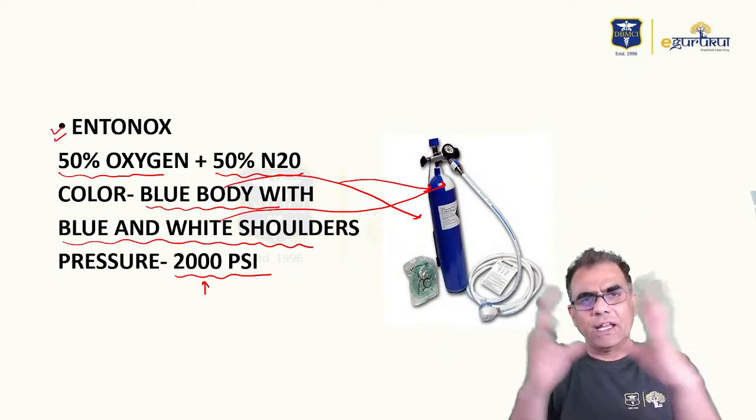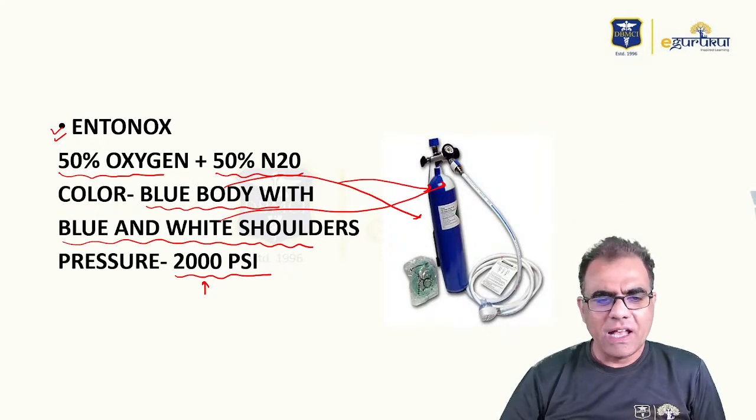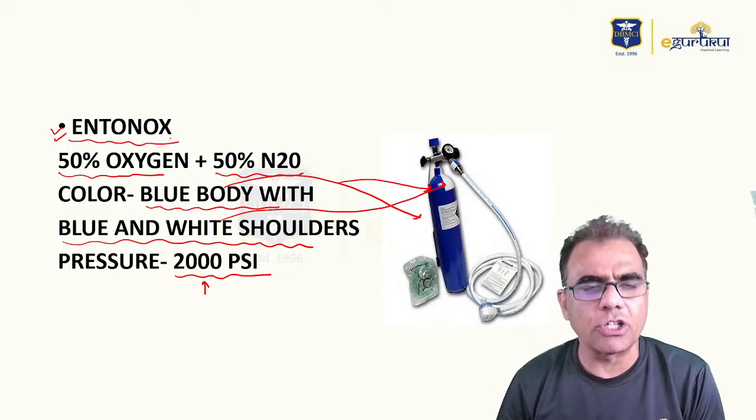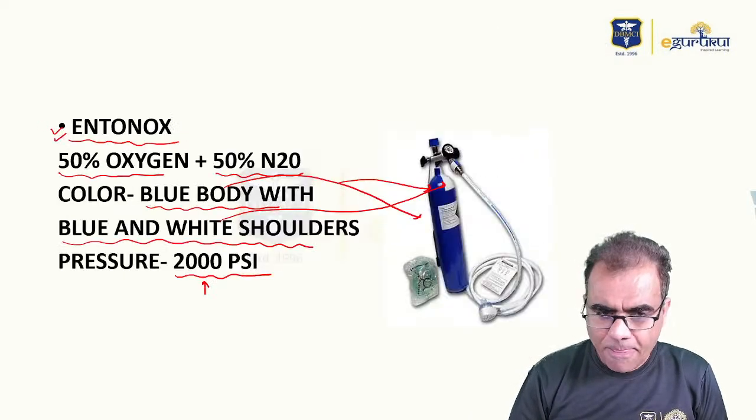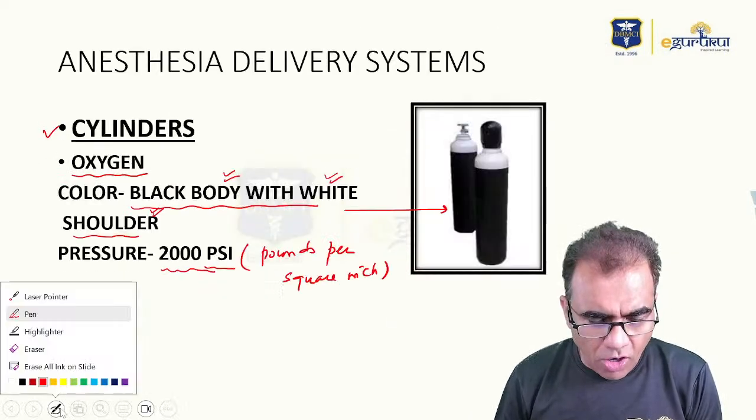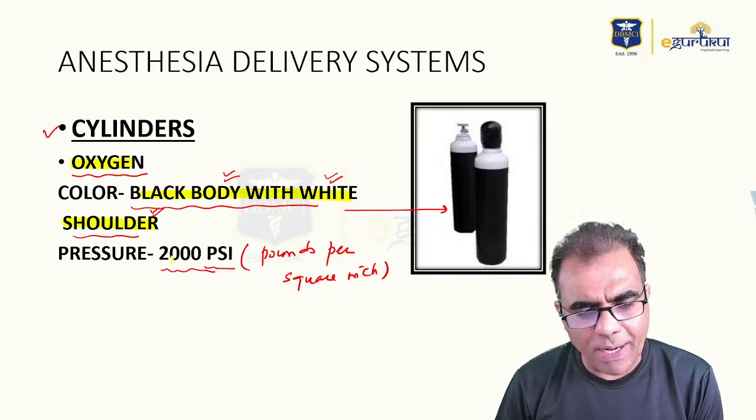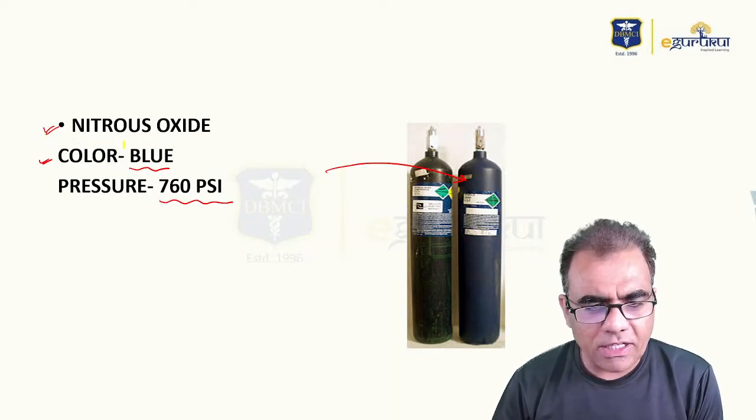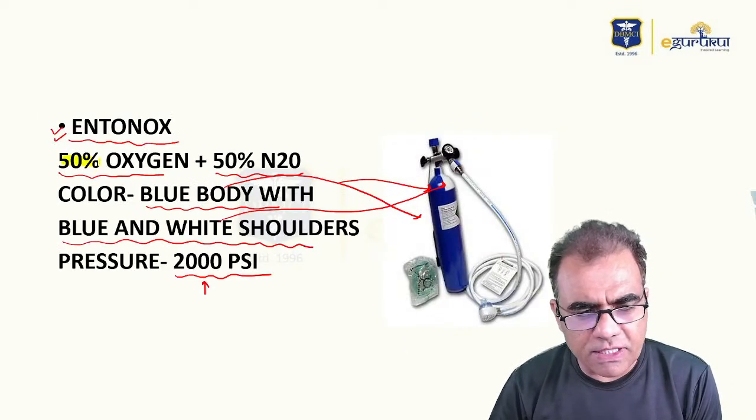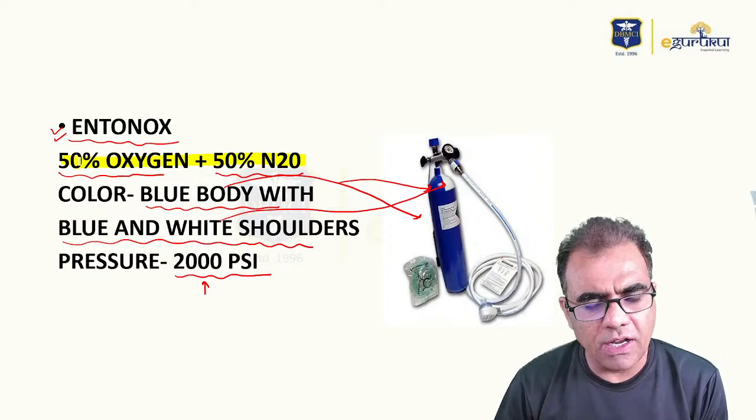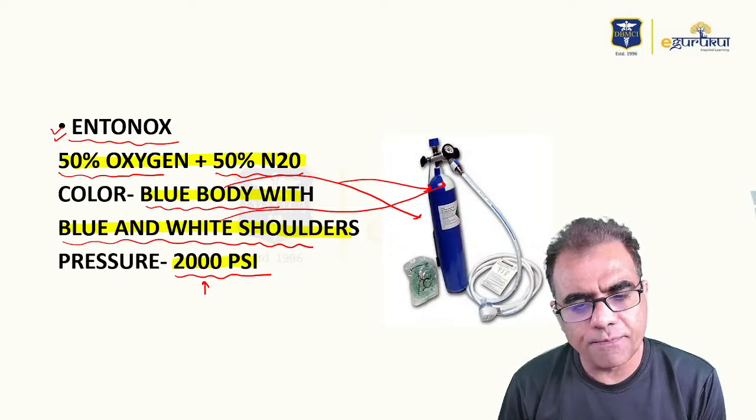That's the rule of physics: if we mix two gases at different pressures, the combination always exhibits the pressure of the higher gas. That is why Entonox exhibits the pressure of oxygen, that is 2000 psi. So simple. Oxygen color is black body with white shoulders, pressure is 2000 psi. Nitrous oxide has blue color cylinders at a pressure of 760 psi. And Entonox, which is a mixture of 50% oxygen and 50% nitrous oxide, has a blue body with blue and white shoulders, and the pressure is 2000 pounds per square inch.